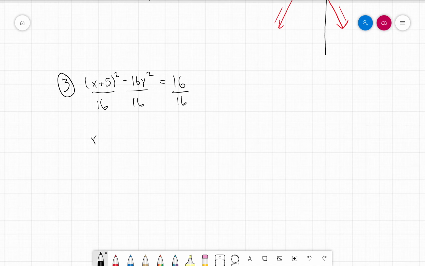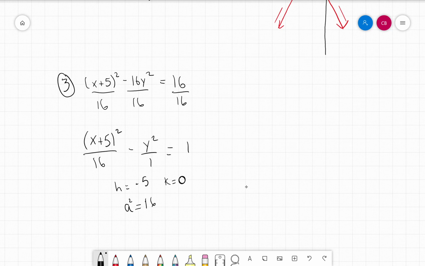This is going to give us (x plus 5) squared over 16 minus y squared is 1. And so here h is negative 5, k is 0, a squared is equal to 16, so a is 4, b squared is 1, so b is 1. We're going to go ahead and try to graph this now.